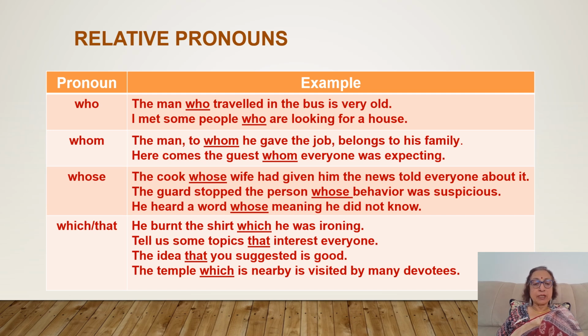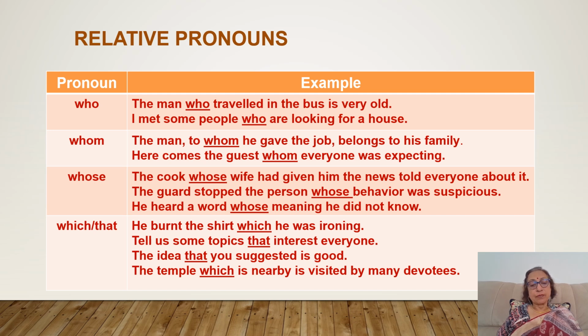This is how it is written. Now we have the subject-object usage of neuter nouns, non-human nouns. He burnt the shirt which he was ironing. Now here in the sentence, he was ironing it, object, shirt, object. So we are using no difference between subject and object. We use which. We can also say he burnt the shirt that he was ironing.